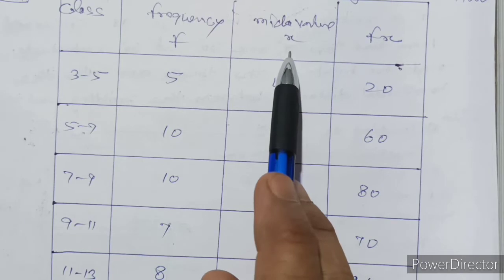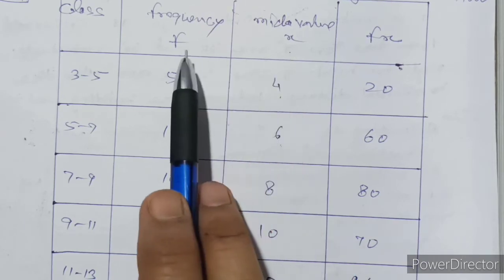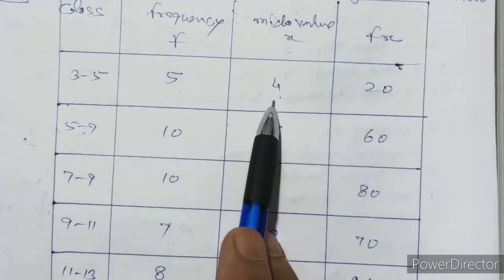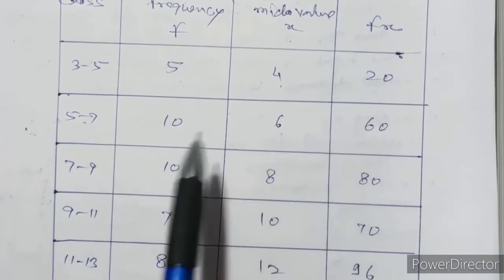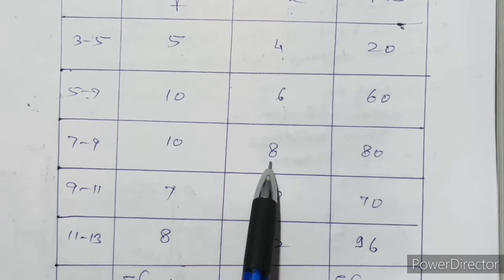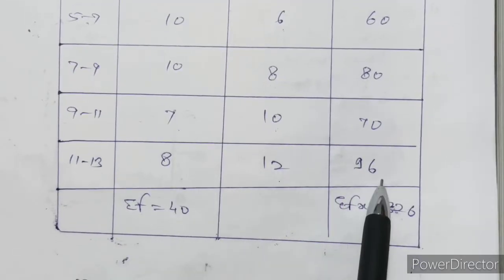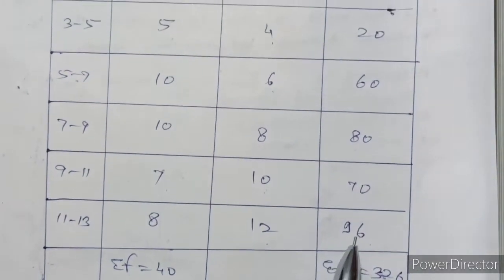It is called the x. In the formula we have used f into x. So f x equals 5 × 4, multiply these two. 5 × 4 is 20, 10 × 6 is 60, 8 × 10 is 80, 7 × 10 is 70 and 8 × 12 is 96. After then you can solve it.